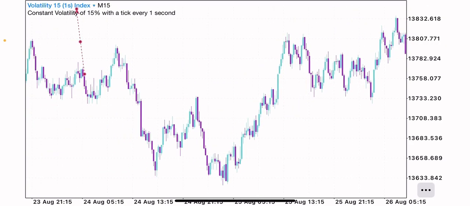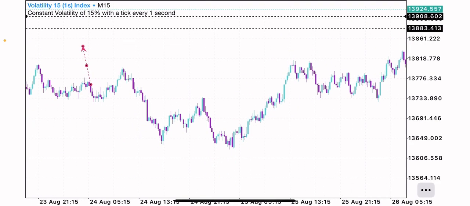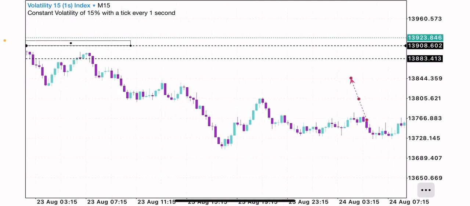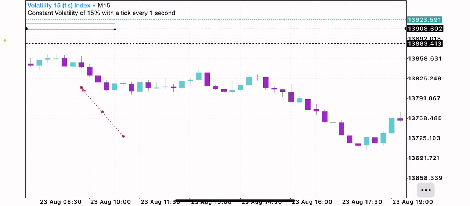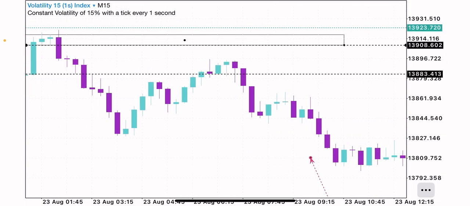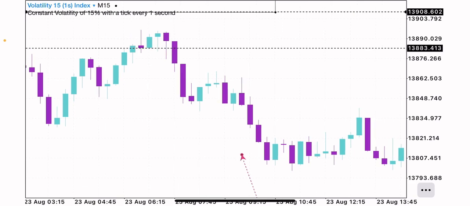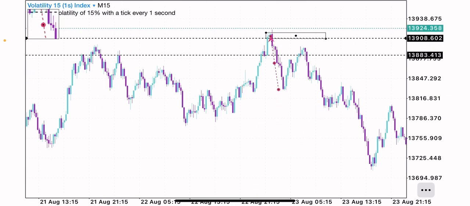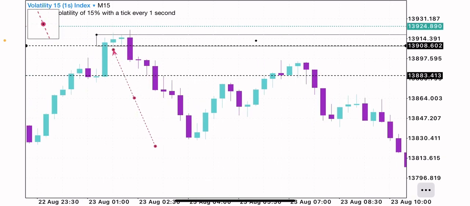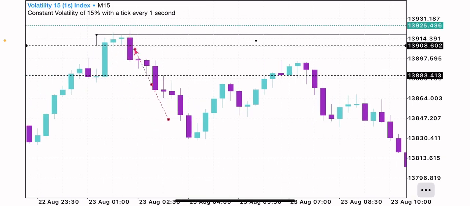And I saw this other block right here. Okay. So boom. This other block right here. So the moment price got to this zone, it dropped.